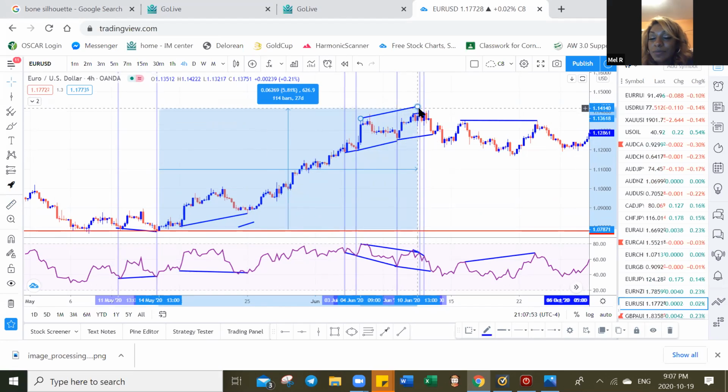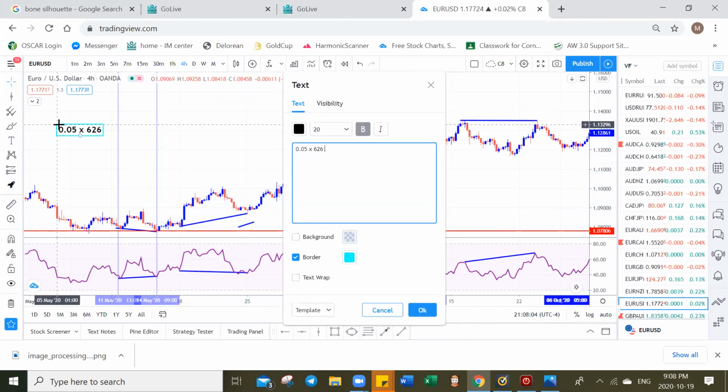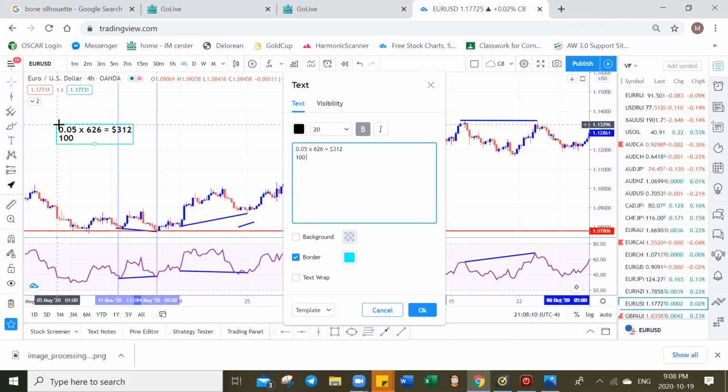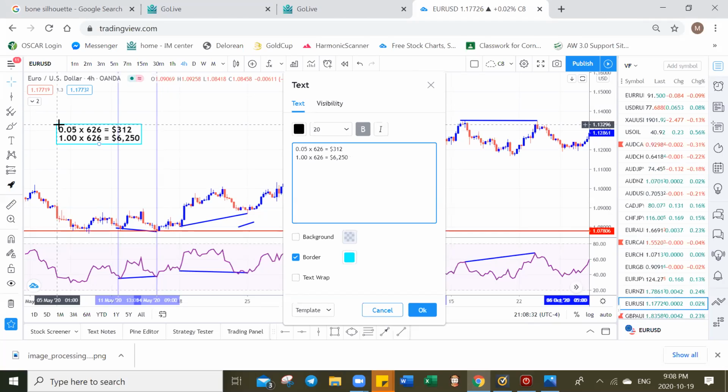Okay. 0.05. Somebody do the math for me. 626 pips at 0.05. $312. That's it? Really? $312. That sounds like a lot more. I know, right? 50 cents a pip. What does the standard look like on this, guys? 6,250. $6,250. That was $10, bro.